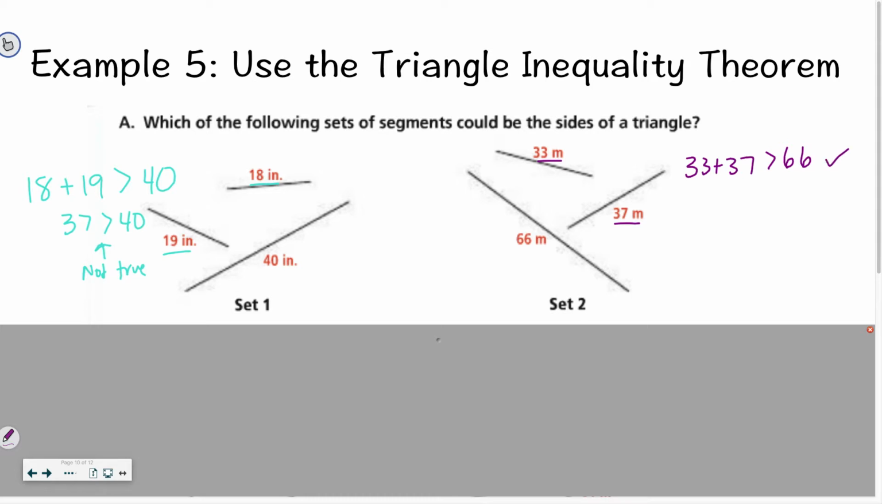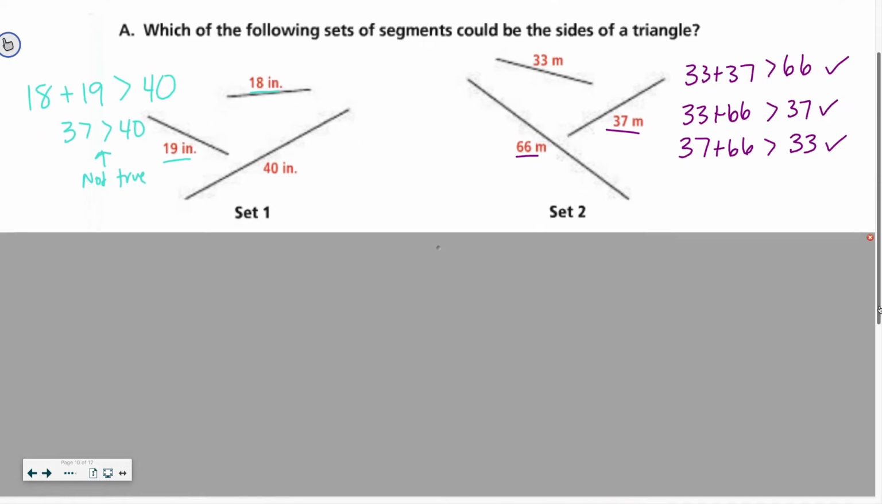Yes. Okay, so then I can say 33 plus 66 has to be greater than 37, which is true. And then I have to test the last one and say 37 plus 66 is greater than 33, which is also true. So those three sides could make a triangle.